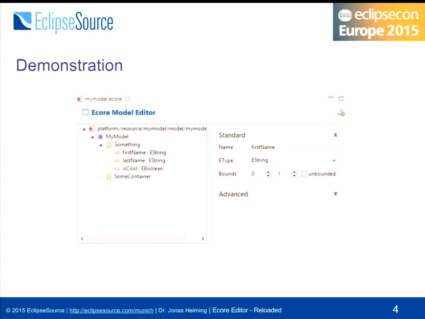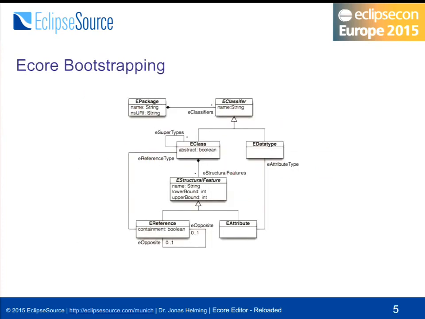And the confusing thing about EMF, it's actually a good thing, but it might be confusing in the beginning, is that EMF uses itself to describe those entities. Because let's just assume you wanted to create a class called ePackage, and it should have 3 attributes. You could simply create an EMF model describing that. And then you would use EMF to describe an EMF entity. And that's what EMF is doing.